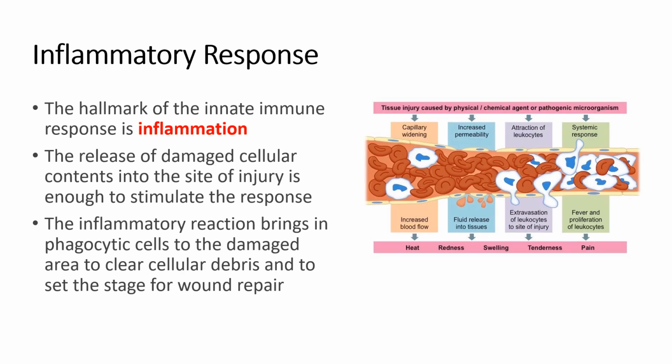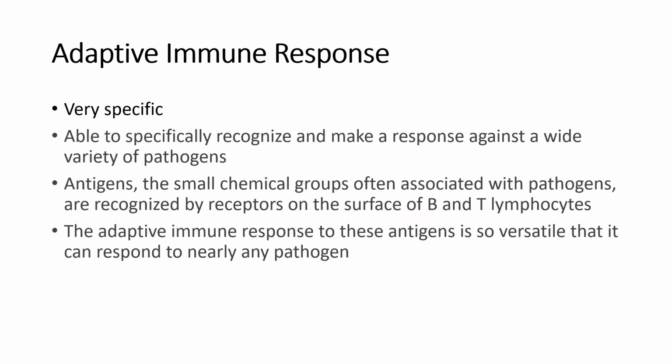The inflammatory response is the hallmark of the innate immune response. The release of damaged cellular contents into the site of tissue injury is enough to stimulate the inflammatory response. The inflammatory reaction brings in phagocytic cells because it produces chemicals that attract them through chemotaxis, so that they're called over to clean up the scene.